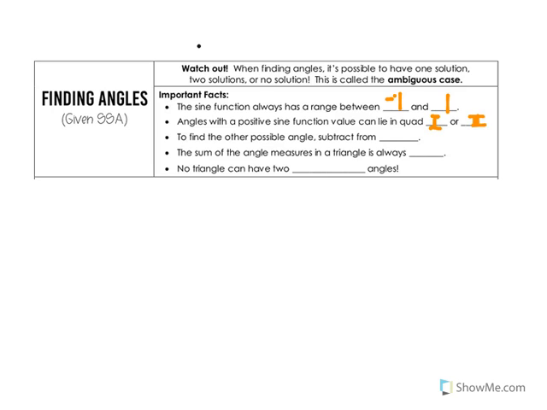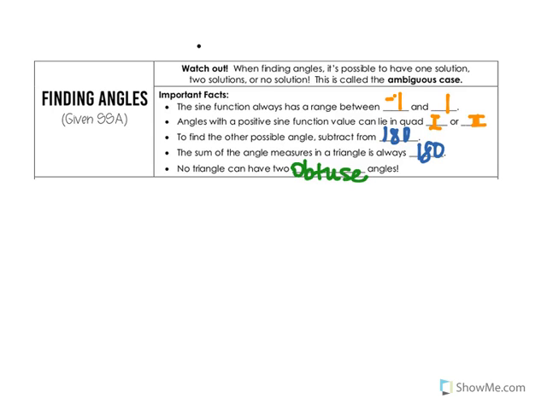Okay, so to find the other possible angle, we're going to subtract from 180. The sum of the angle measures in a triangle is always, I hope you said 180. No triangle can have two obtuse angles. All right, so now let's put all this into play.